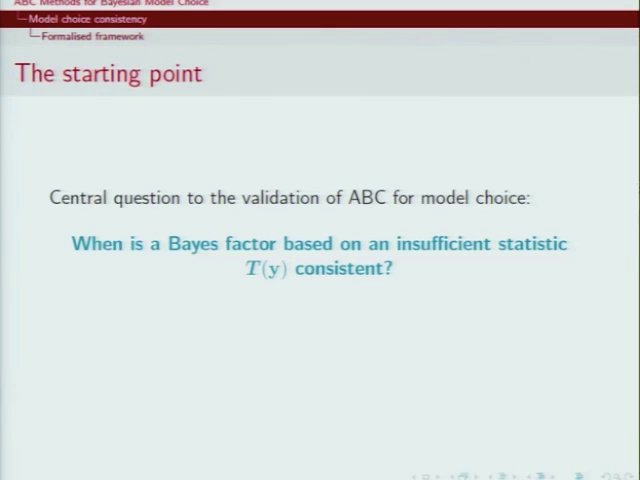And there are global results when using the whole data that under regularity conditions, the Bayes factor will be consistent, assuming the parameter space doesn't grow to infinity and things like that. But if you reduce a vector of size n into a vector of size d that is fixed as n grows to infinity, does it still work?